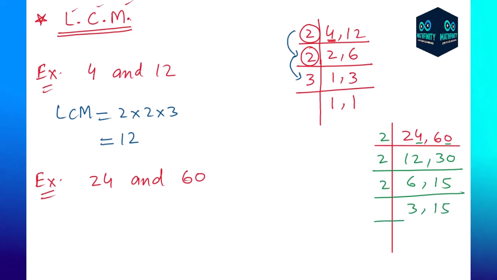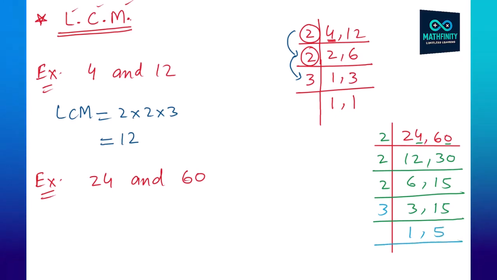Now we cannot divide by 2, so we will go to table 3. In table 3, 3 divided by 3, 1, and 15 divided by 3, 5. Now we can divide by 5, 1 and 1. You will keep continuing this process until you get 1, both digits 1.